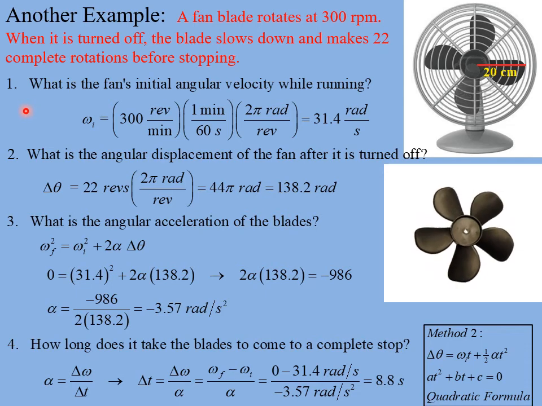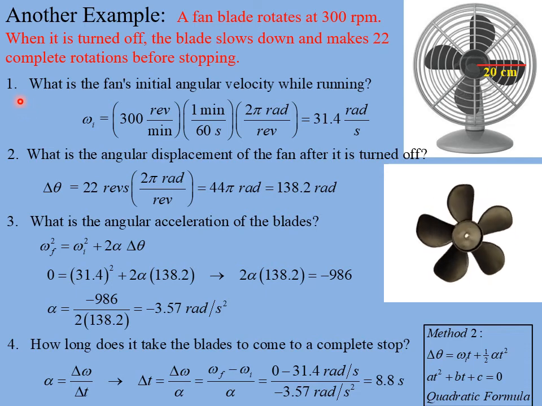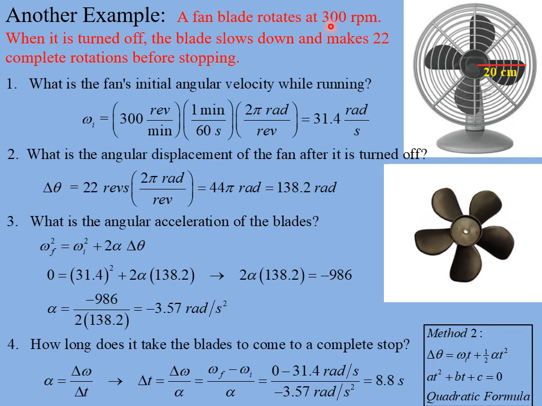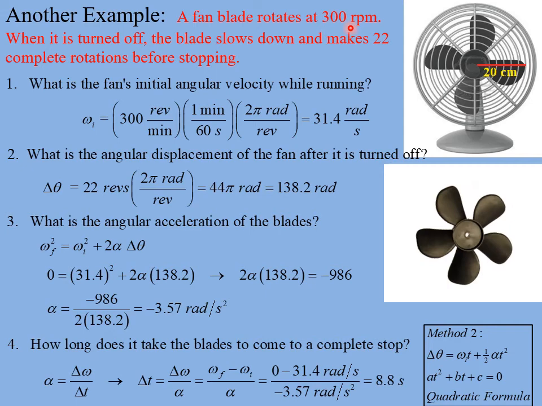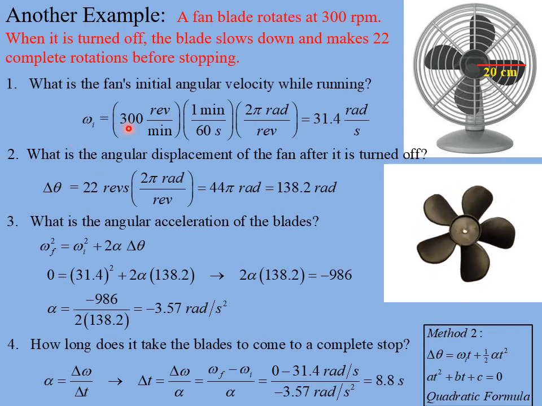So let's answer these 4 questions. What is the fan's initial angular velocity while running? Well, we're told that it's rotating at 300 RPMs, so we need to convert that to radians per second. Our initial velocity, our initial omega, is 300 revolutions per minute.